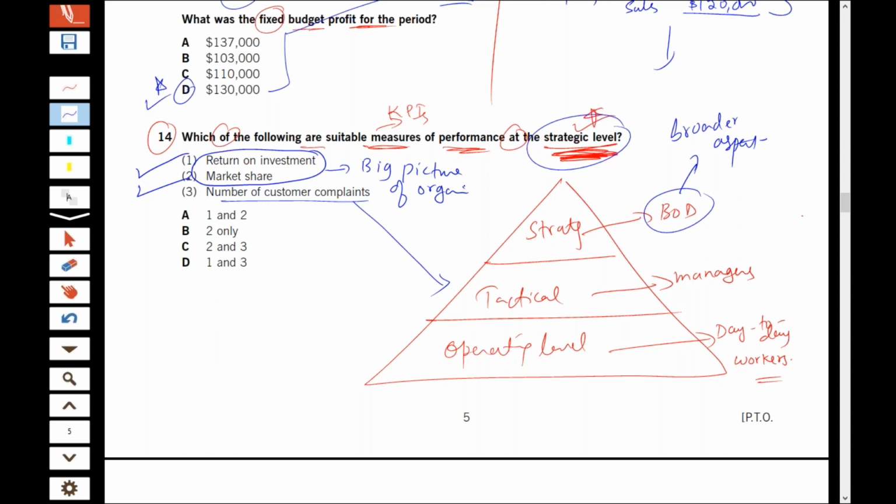Because dealing with the complaints is the responsibility of the managers. It is not the responsibility of the board of directors. So number one and number two is the correct option. A is the correct option, number one and number two. Okay, that's very good.